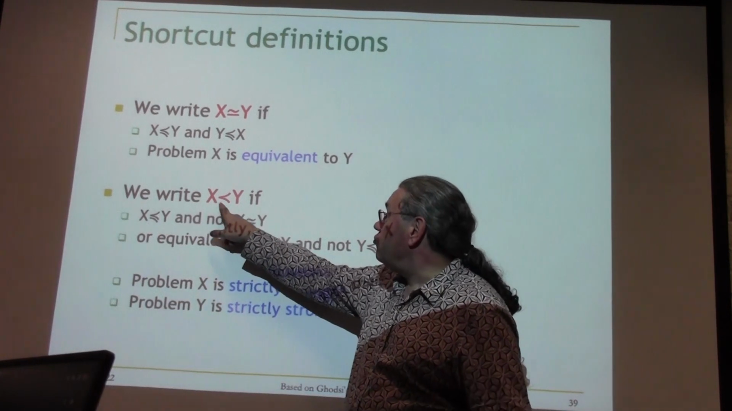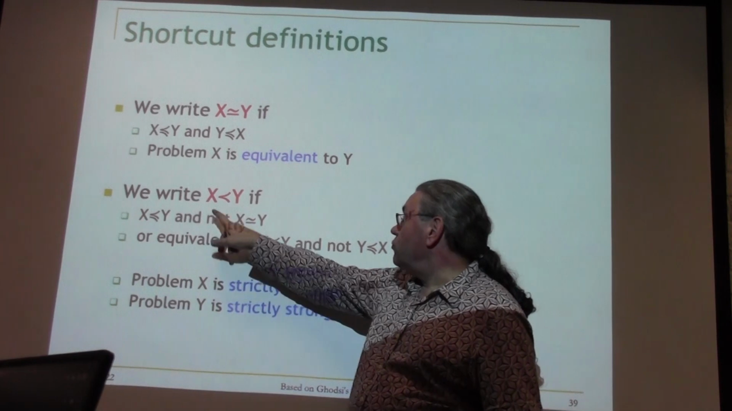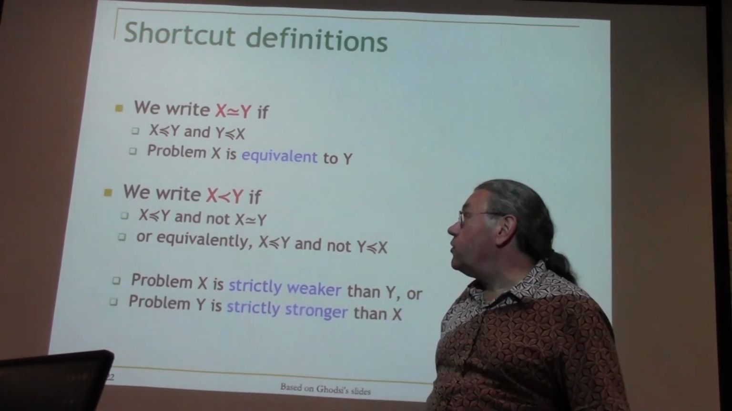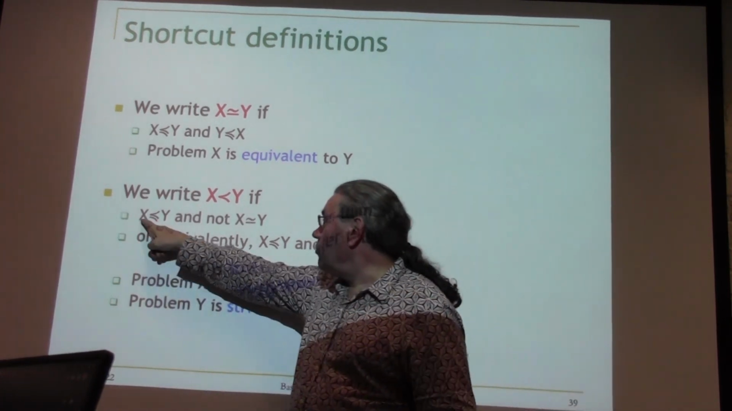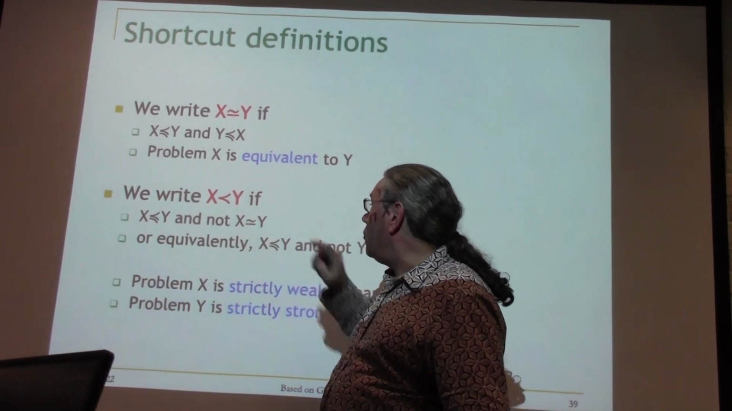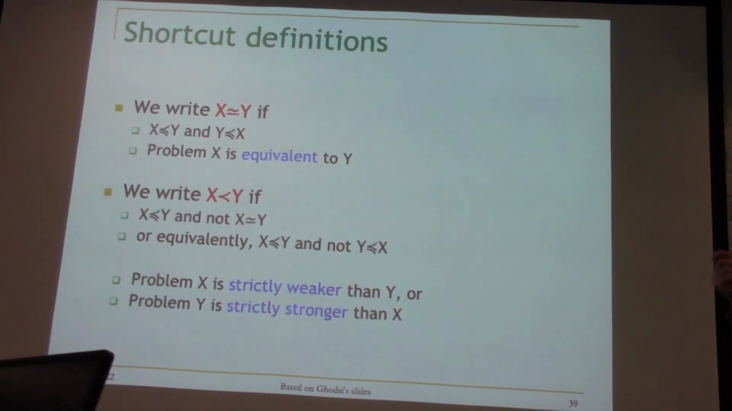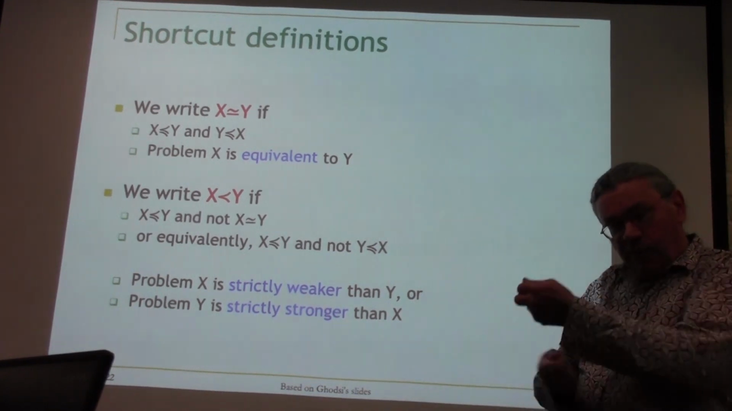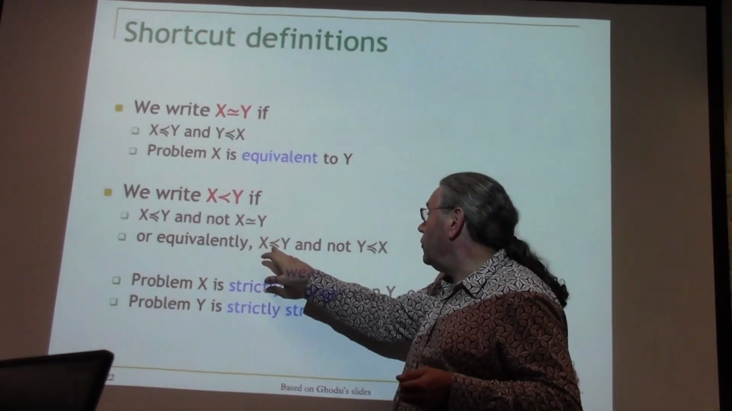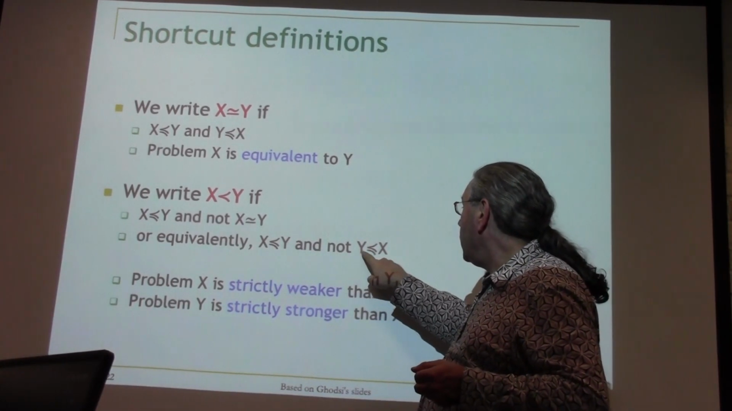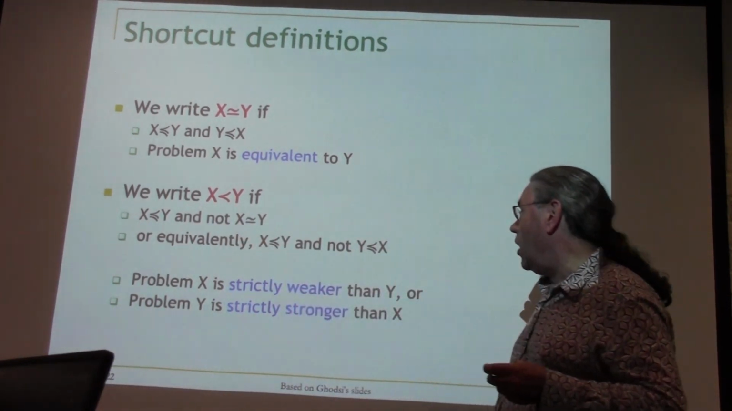And we also can have strictly: x is reducible to y, but strictly weaker. So this is exactly like a less than here. So x can be reduced to y, but it's not equivalent to y. That means you can solve x by using y, but you can't do it the other way. So x is weaker, strictly weaker. So x can be reduced to y, but y cannot be reduced to x. x is strictly weaker than y.